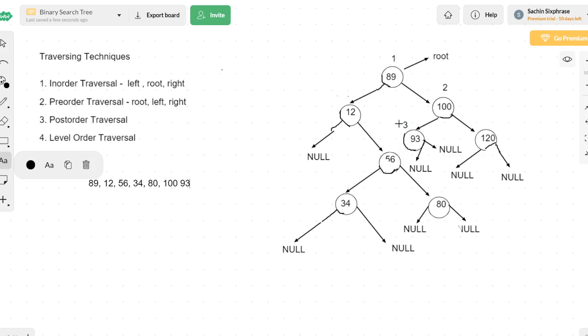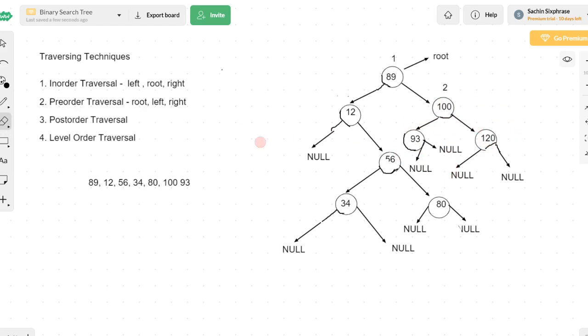So for 93, root is printed, left is visited. Now next choice is right. So we will check right. Right is also null. So for 93, root left right completed. You go to the previously visited node. So we are coming here to 2. Coming to 2, root is printed, left side subtree completed.